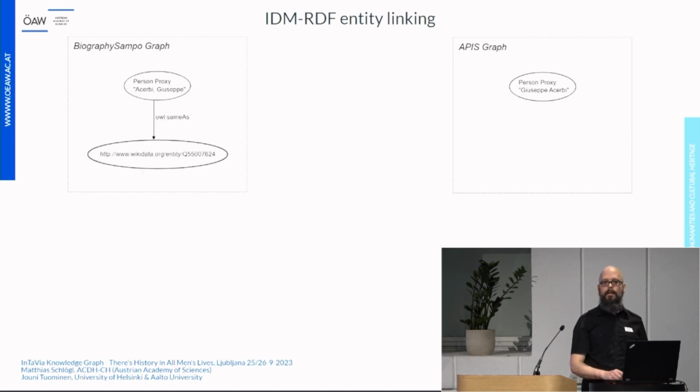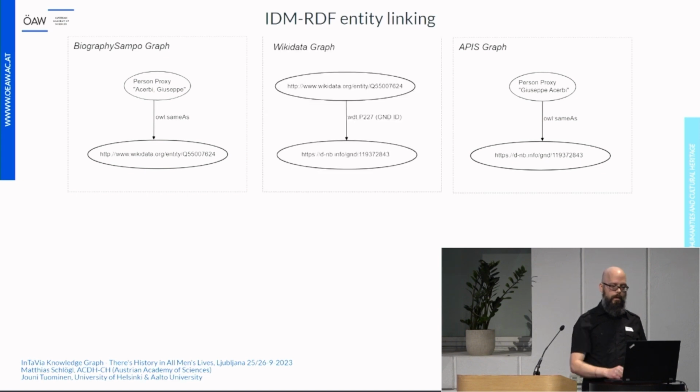Well, luckily in the Finnish dataset, we have an external identifier. So we have the Wikidata ID of the person Giuseppe Acerbi. And similarly for the Austrian dataset, we have the GND identifier, which is the authority file of the German National Library. So then we can use the Wikidata database to query for more information. And actually in Wikidata there is this very relevant piece of information that this Wikidata entity's GND identifier is the same identifier as the one that's used in the Austrian biography dataset.